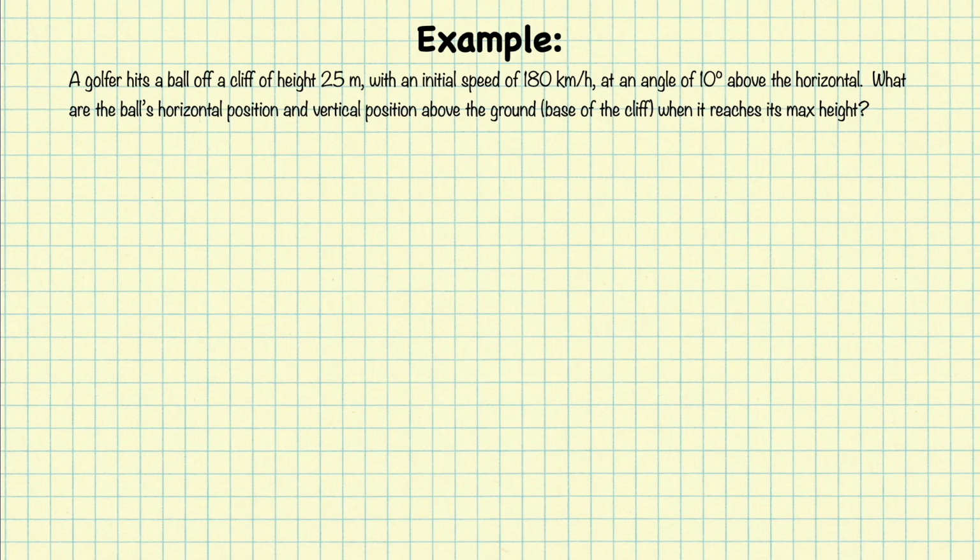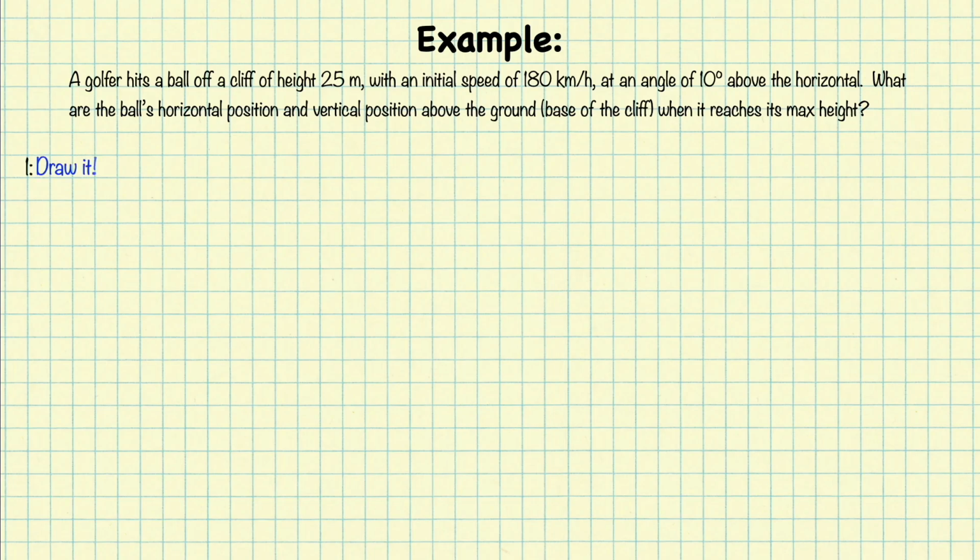In this example, a golfer hits a ball off a cliff of height 25 meters with an initial speed of 180 kilometers per hour at an angle of 10 degrees above the horizontal. What are the ball's horizontal position and vertical position above the ground, which is the base of the cliff, when it reaches its maximum height? In a previous video, I covered 5 steps to easily solve every projectile motion problem. So let's follow those steps for this question.